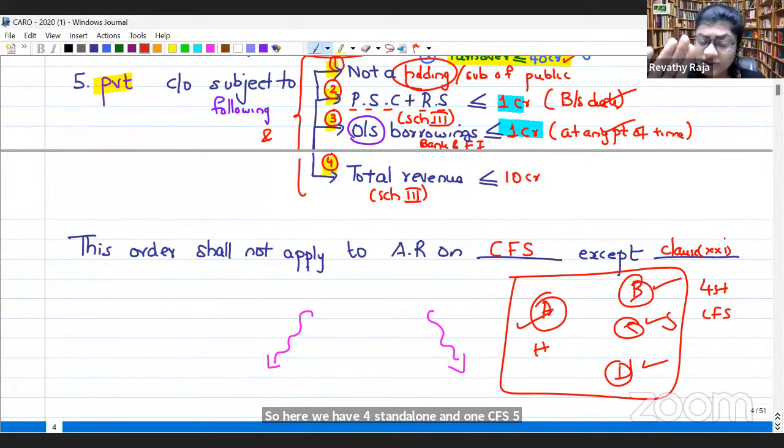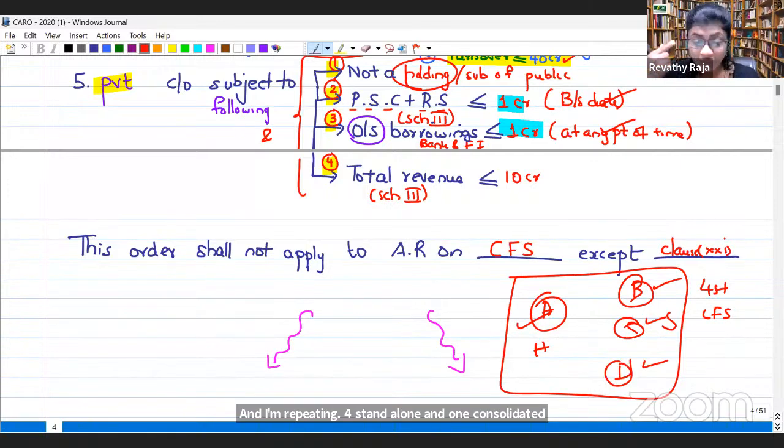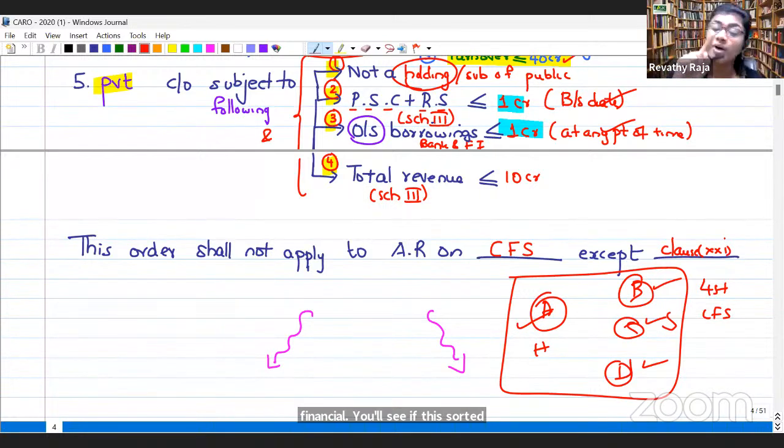So 5 sets of financial statements means how many audits? If there are 4 standalone and 1 CFS, all have to be audited. Here, the CFS audit report need not contain Caro clauses 1 to 20, only 21.